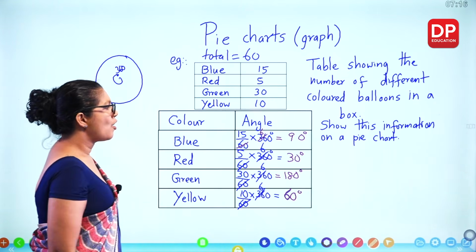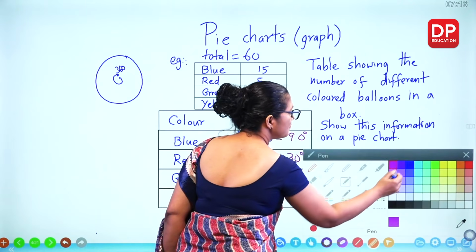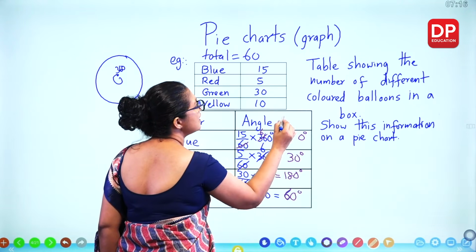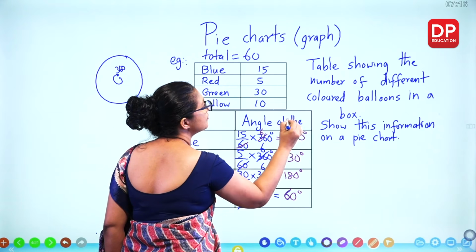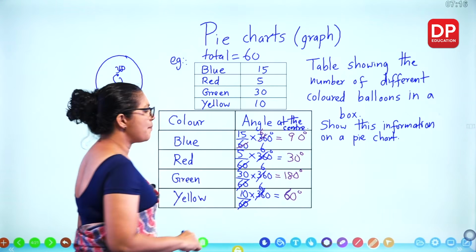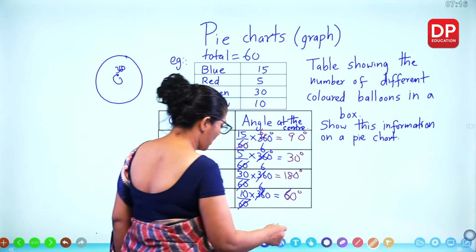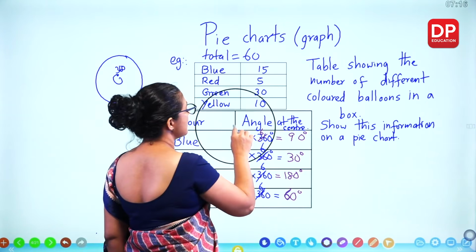Now we found out the angle at the center. So this is the angle at the center. Now we can represent on a circle. So here we'll take a circle there.